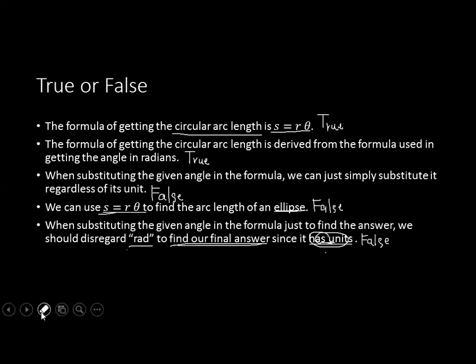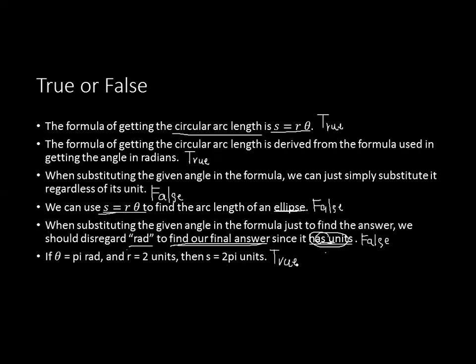Now, let's proceed to this next statement. If theta is equal to pi radians and the radius is equal to 2 units, then the arc length is equal to 2 pi units. Again, if theta is equal to pi radians and radius is equal to 2 units, then arc length is equal to 2 pi units. The answer is true.